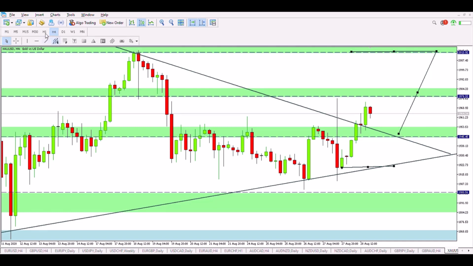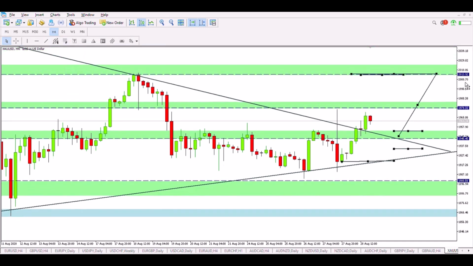We can take a buy trade, we can set our stop loss somewhere here, and if our entry is somewhere here, we can take a new trade targeting this higher resistance. So this is my plan for the next week on gold.